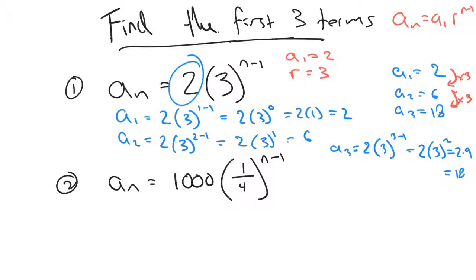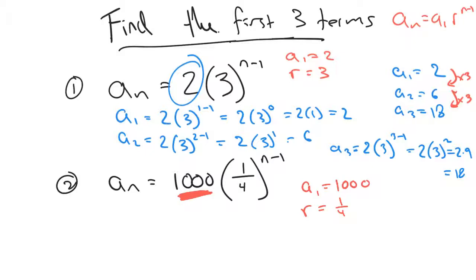So for the second one here, we've got an equals 1,000 times 1/4 to the n minus 1. So if we go back to that idea, that outside coefficient is my first term. So a1 equals 1,000. And then r, my common ratio, is 1/4. So I'm multiplying by 1/4 every time, which is the same as dividing by 4.